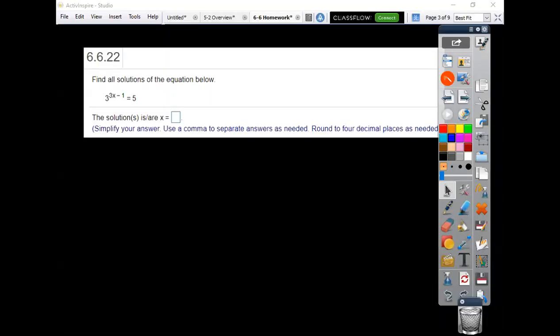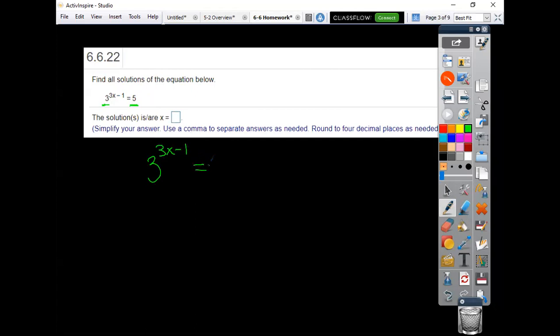All right, problem 6.6.22. A little bit different than the last ones because we can't get these in like bases. I don't have a way to convert this 3 into a base 5 or vice versa. So what you're gonna need to do on this one is we'll just convert it into a log.